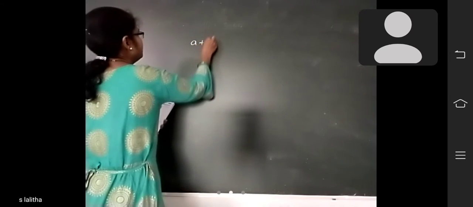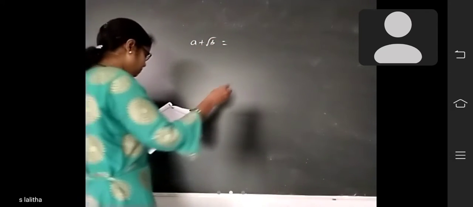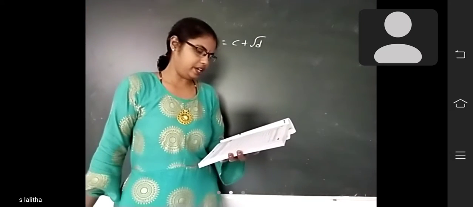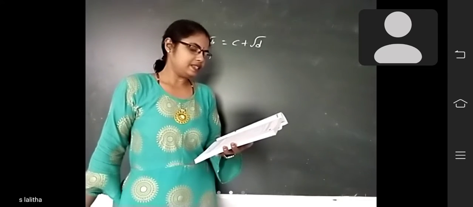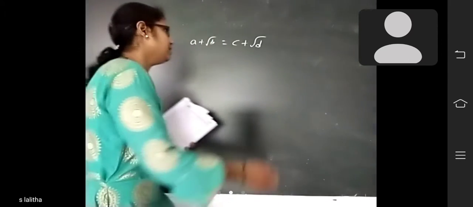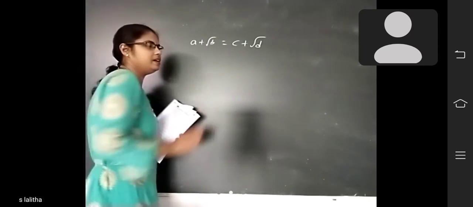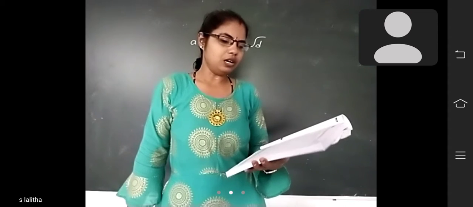A plus root b is equal to c plus root d, where a and c are rational numbers, whereas root b and root d are irrational numbers. Then a is equal to c and b is equal to d.